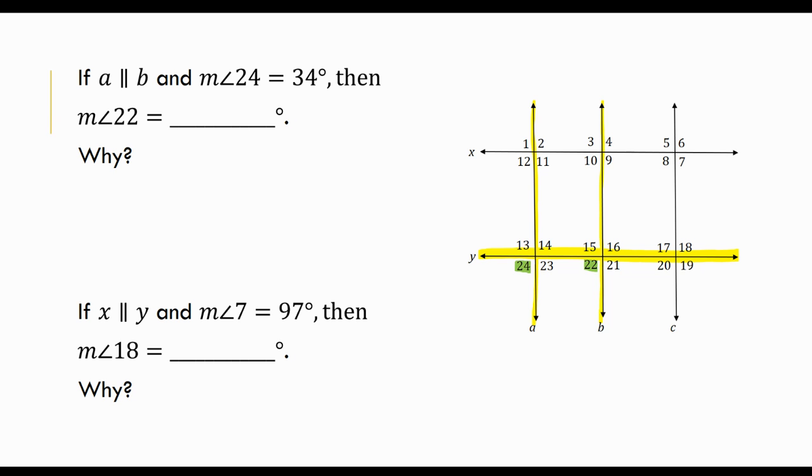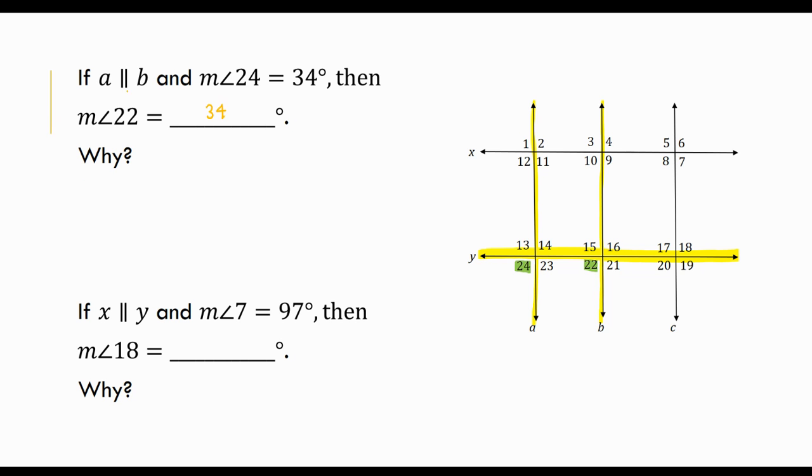So now I just need to figure out what kind of angles these are. Based off the transversal being line Y, I see that both of these are below the transversal, so they're on the same side. I noticed that with my parallel lines, 24 is outside while 22 is inside. So if they are on the same side, but one's inside and one is outside, then we're talking about corresponding angles. And remember, when we have parallel lines, corresponding angles are congruent. So since angle 24 is 34 degrees, so is angle 22.